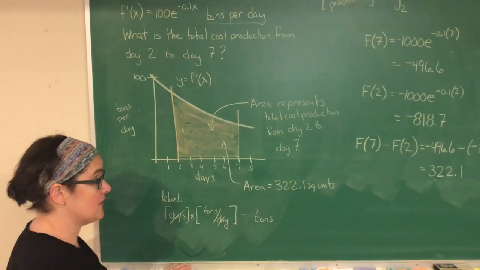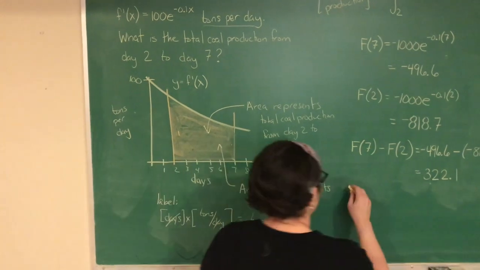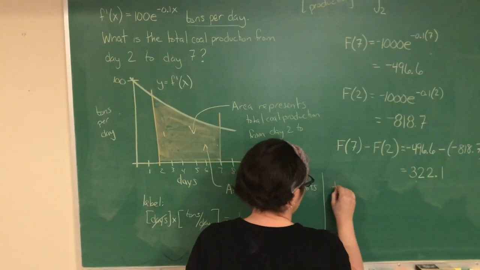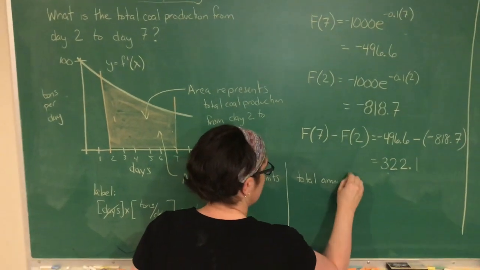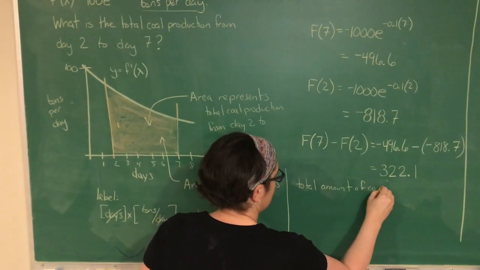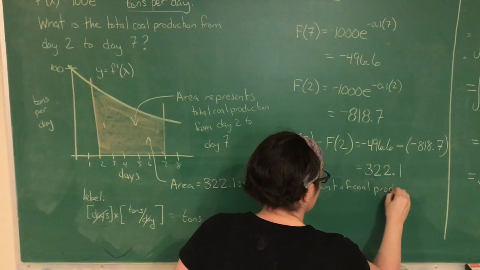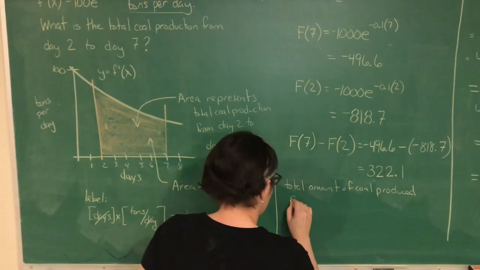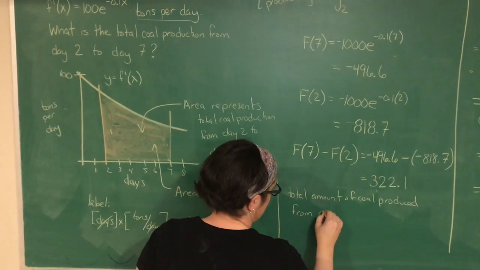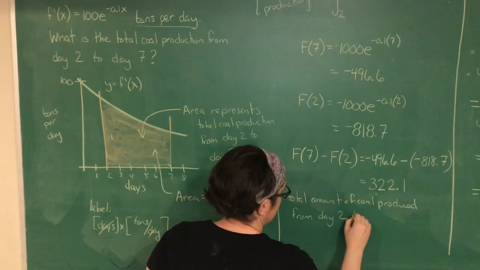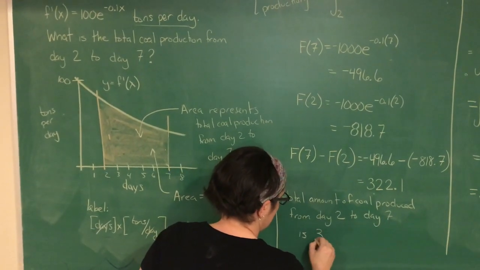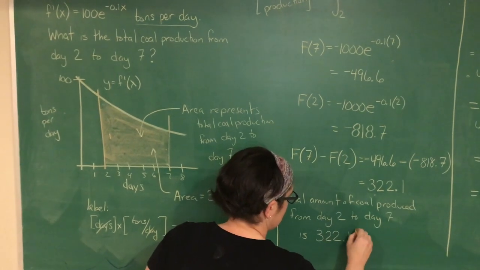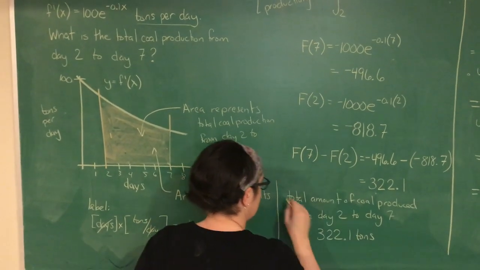So our final answer in this problem is that the total amount of coal produced from day 2 to day 7 is 322.1 tons.